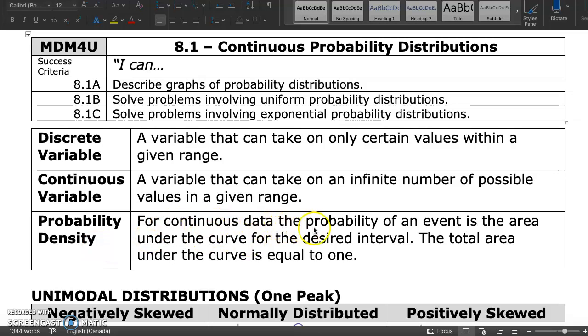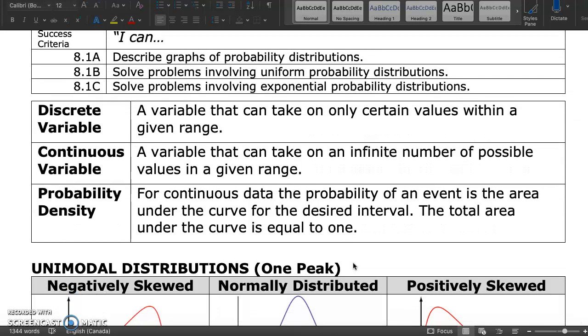For continuous data, the probability of an event is the area under the curve for the desired interval. The total area under the curve is equal to 1. So techniques in integral calculus help you determine the area underneath the curve. We have formulas which are simplified in order to be able to calculate these areas.